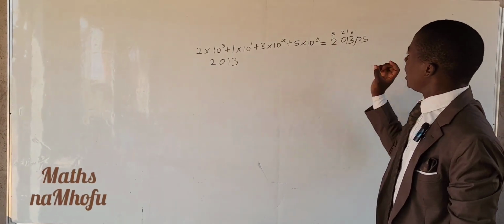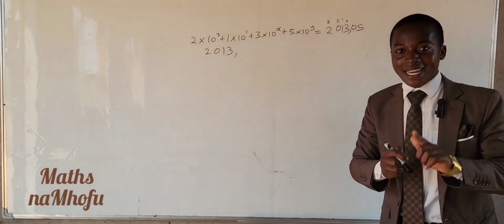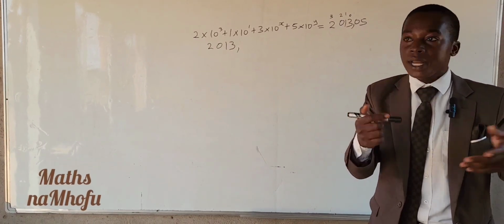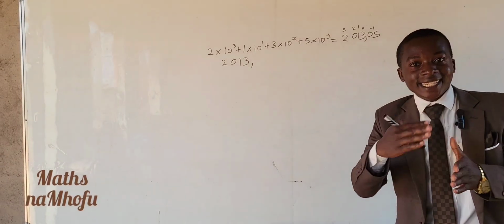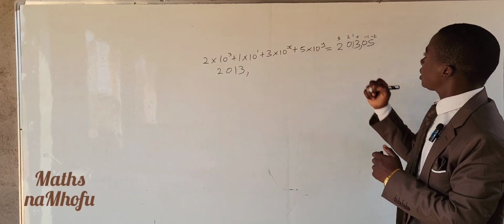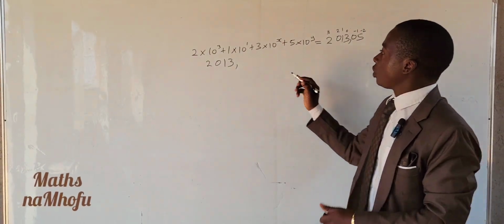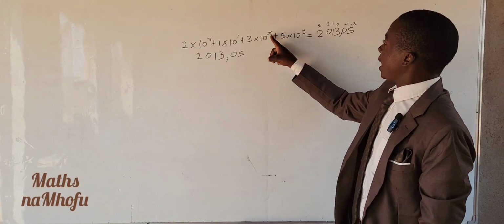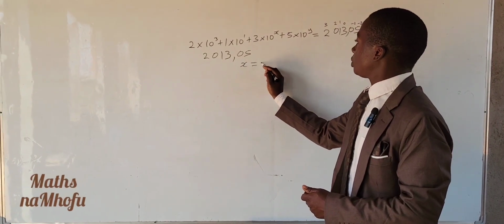Now, let's move on. When we have a comma, we are now having 10 to the power negative something. The first number just after the comma is the 10 to the power negative 1. So this times 10 to the power negative 1. Then the second number after the comma is 10 to the power negative 2. It means this to the power negative 2. As simple as all that. So now you have a 0 and your 5. If you compare 10 to the power x, this x is 0. So x is equal to 0.